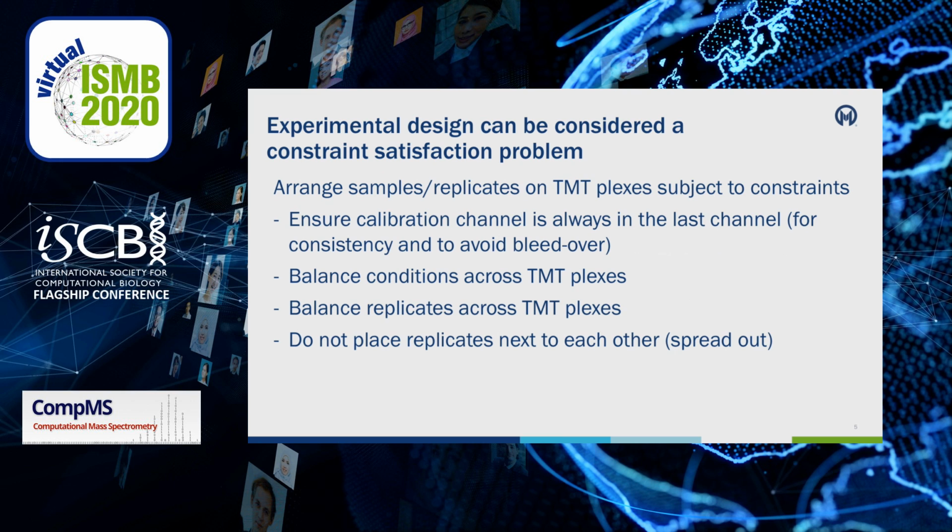So therefore, experimental design can be considered a constraint satisfaction problem. We arrange samples or replicates on TMT plexes subject to these constraints. We ensure the calibration channel is always in the last channel, for instance, for consistency and to avoid bleed overs in signal, balancing conditions across TMT plexes, and balancing replicates across TMT plexes, as well as maybe not placing replicates next to each other, spreading them out over the TMT experiment.